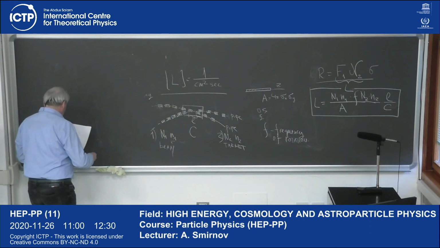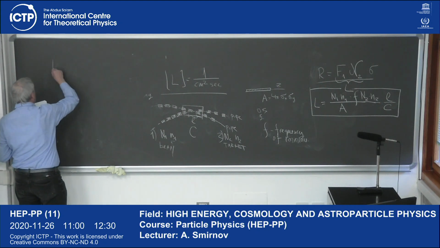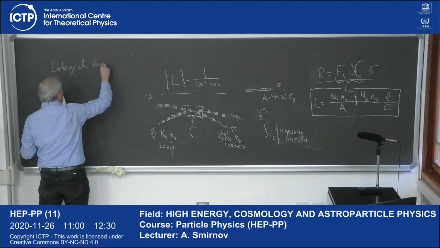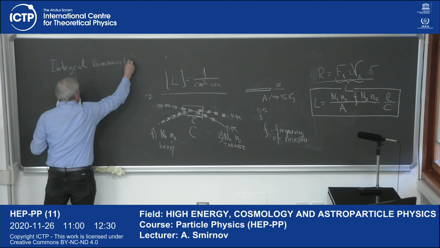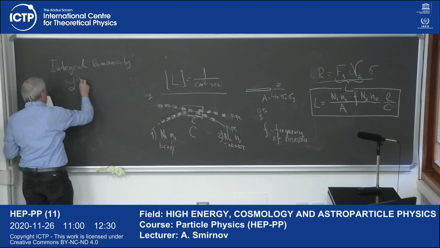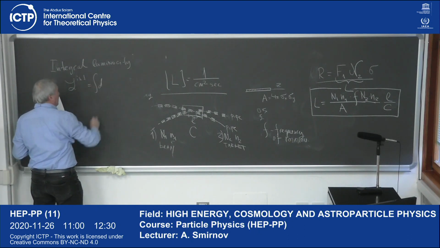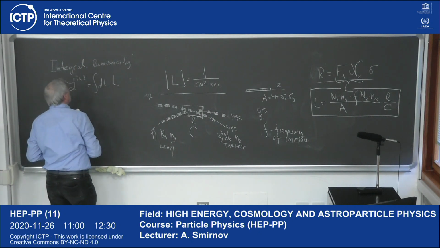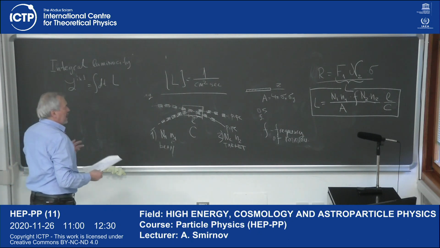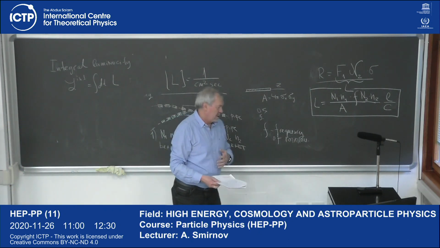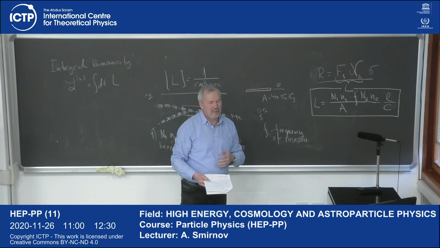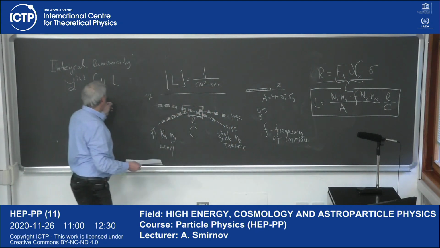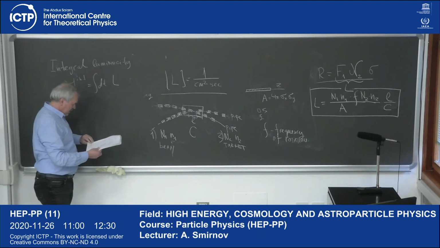Apart from luminosity, we also introduced integral luminosity, when we simply integrate over time the L that we have derived. It may happen, and usually in an experiment you have luminosity which changes with time. You may have some just empty days, then things are changing. So when you do this integration over total exposure time, you will get integral luminosity.